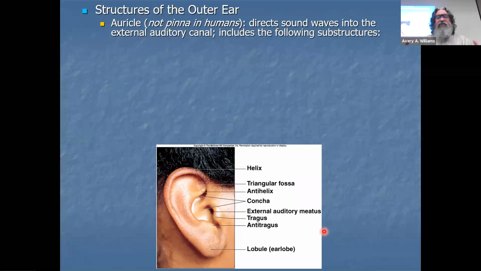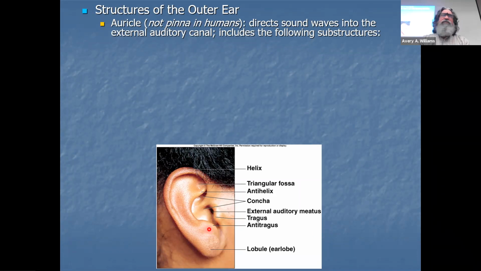So structures of the outer ear include, moving from the outside in, the auricle. The auricle is that thing attached to the side of your head. This is what you're looking at, this individual's auricle. Auricle.